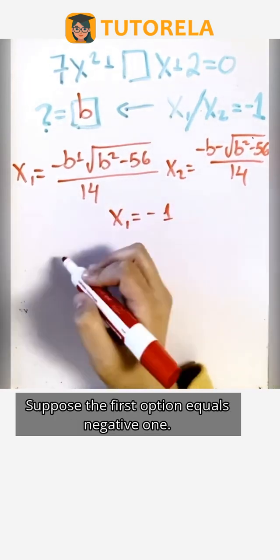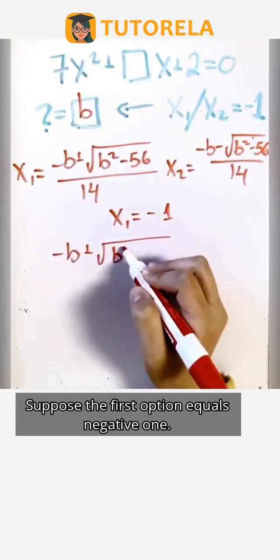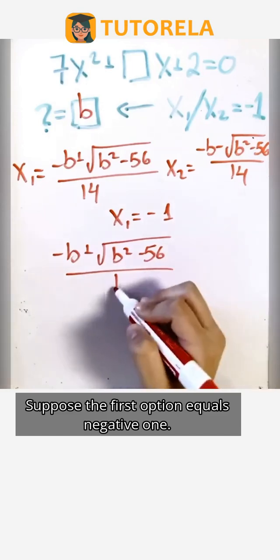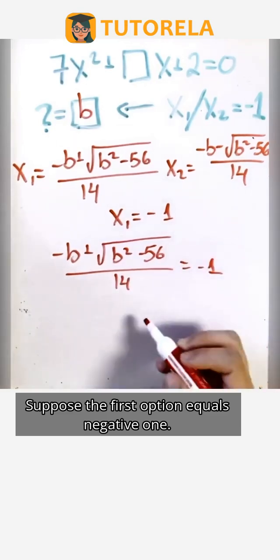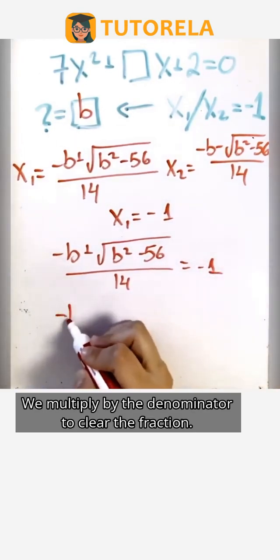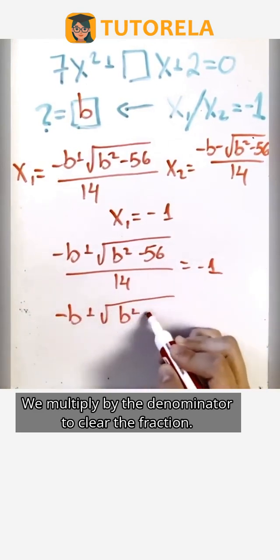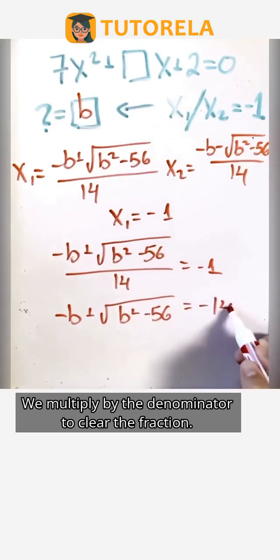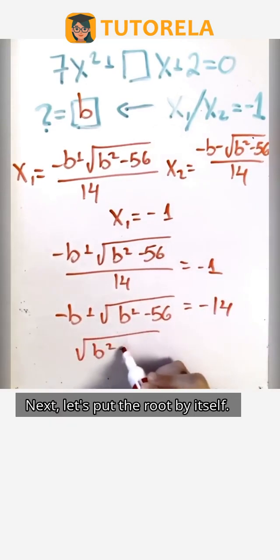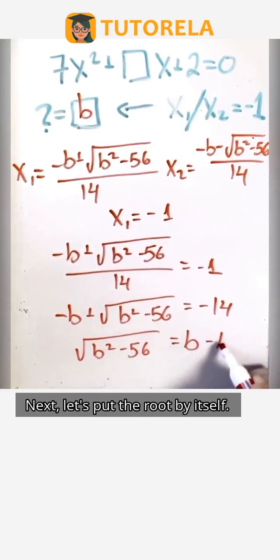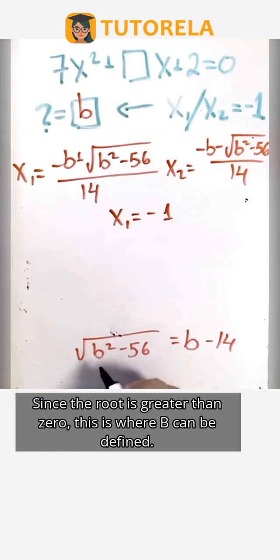Suppose the first option equals -1. We multiply by the denominator to clear the fraction. Next, let's put the root by itself. Since the root is greater than 0, this is where b can be defined.